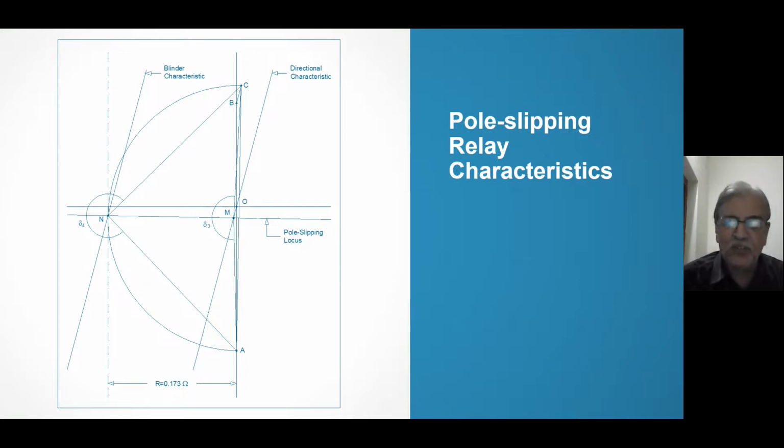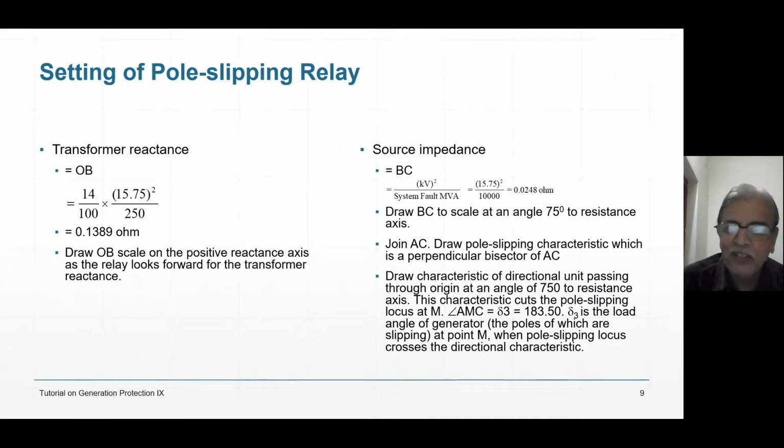Geometrically, you have to plot. That is the pole slipping relay, right? So solve what we have.